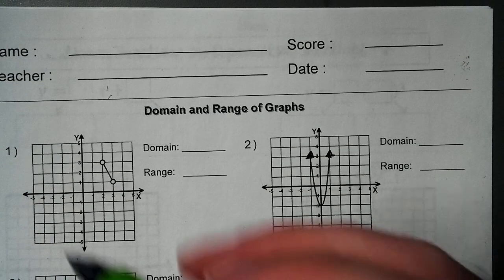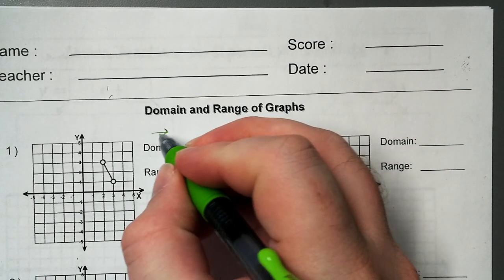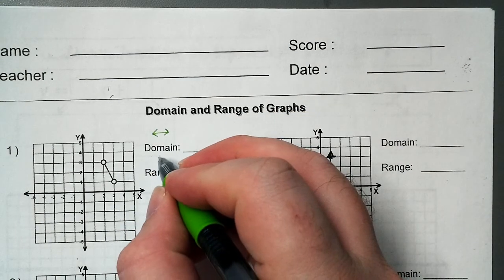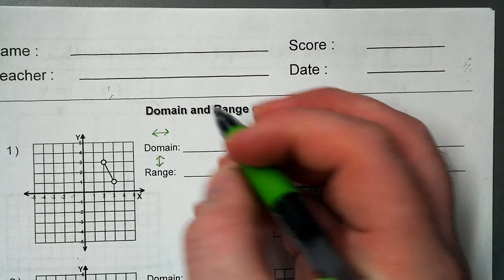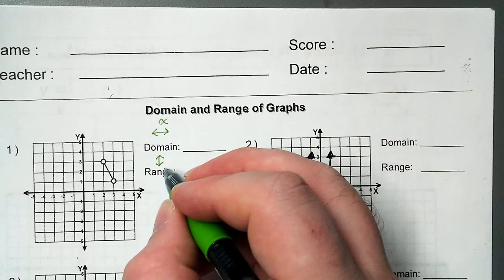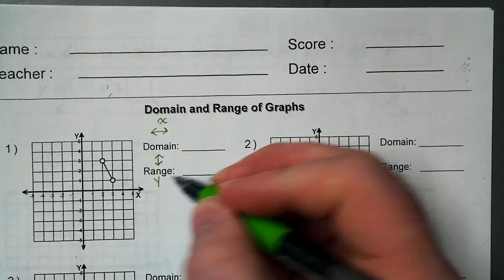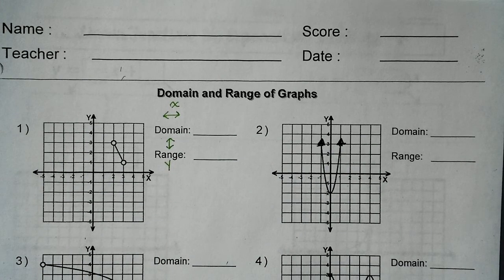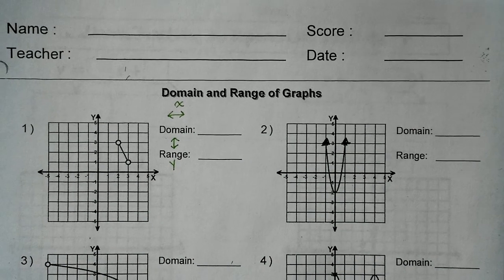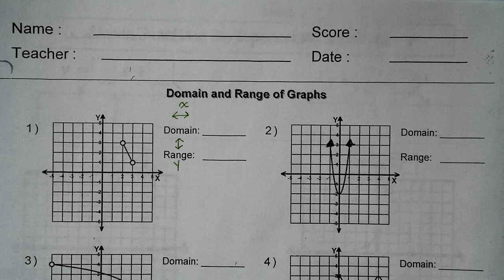Remember, domain goes left and right. Range goes up and down. Domain, you're comparing your x values. Range, you're comparing your y values. All right. Answer these as best as you can. Push pause until you've answered it. Push play when you're ready to see the answers. All right. Push pause now.